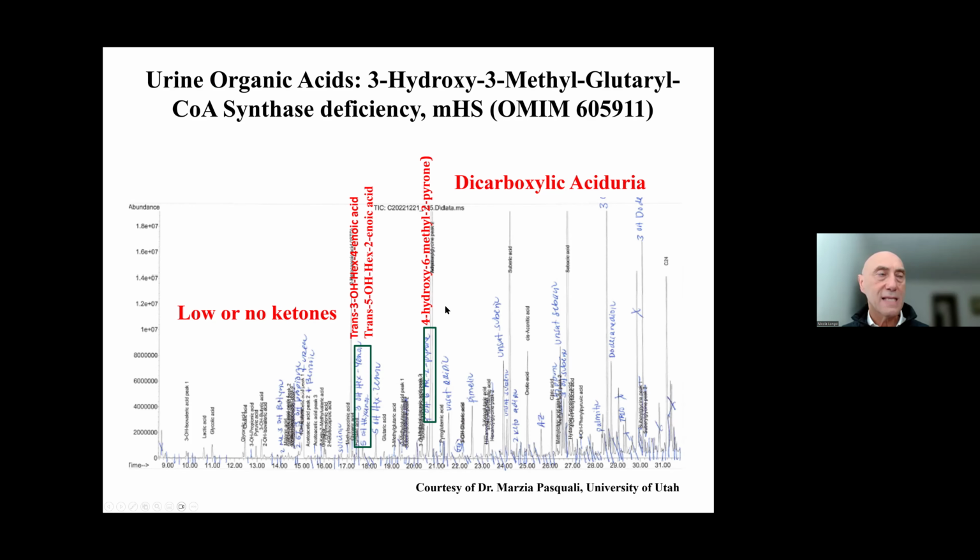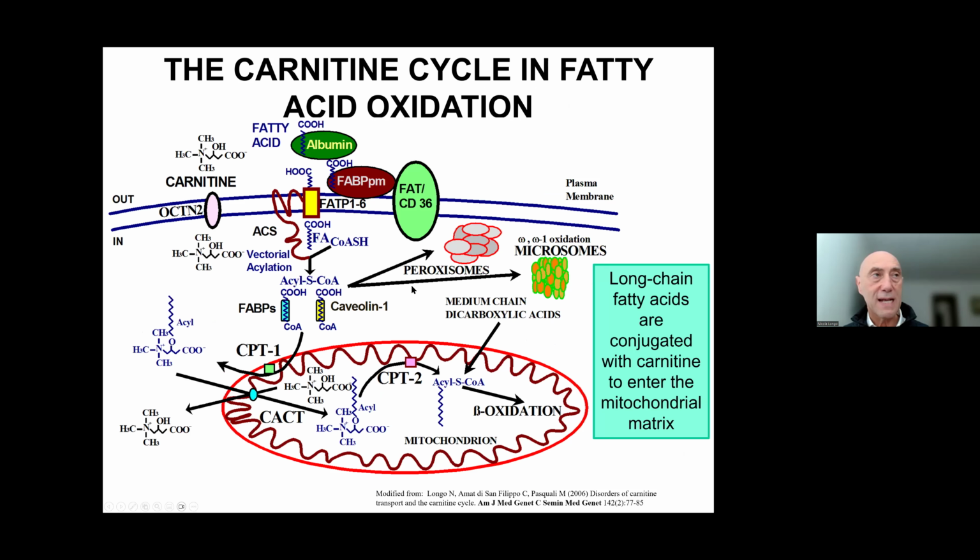Now, why do we get this type of decarboxylic acid? The reason is that since you impair beta oxidation somehow, the fatty acid, instead of being directed to the mitochondria, will be directed to the microsome. They will undergo omega oxidation from a fatty acid that has a COOH at one extremity. You will have shortening of the fatty acid plus the formation of the dicarboxylic fatty acid, which is the one that is detected in the urine.